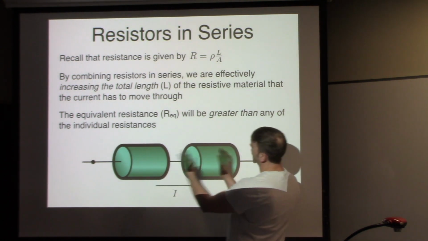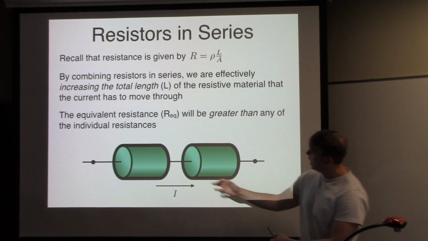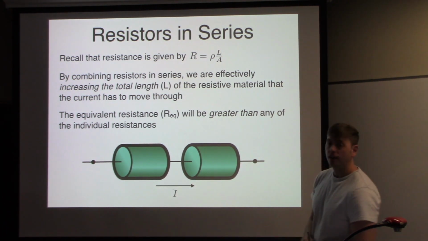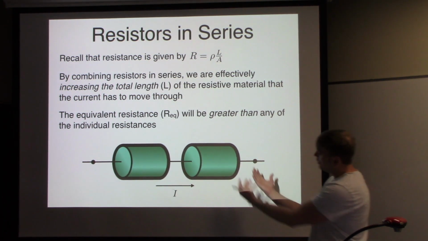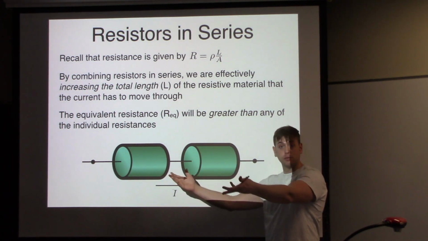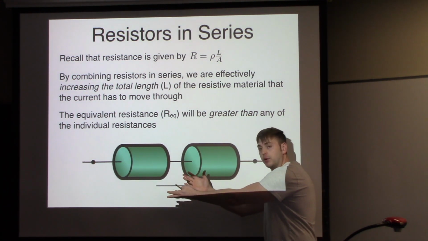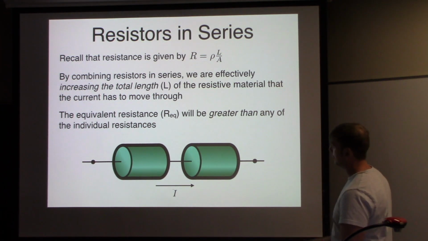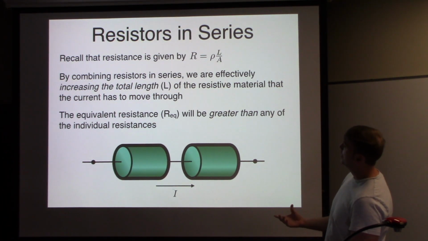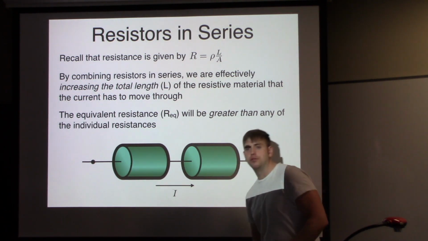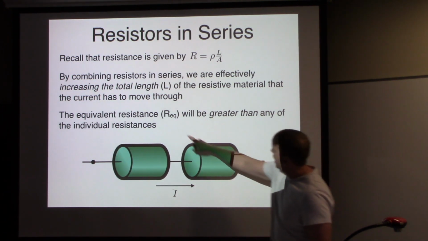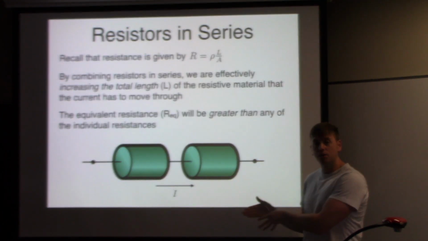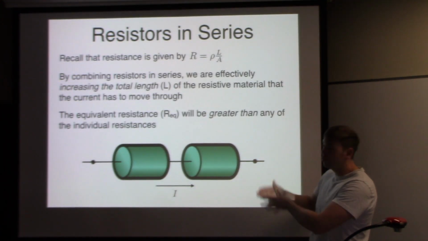The total length of resistive material that the current has to move through is now greater since I've connected them in series. So we expect that this is going to increase the resistance, right? If I have to move through a greater length of resistive material, I'm increasing the resistance. That's why in our formula, R_eq, the equivalent resistance, is a greater value than any individual R value. So we're increasing the resistance.